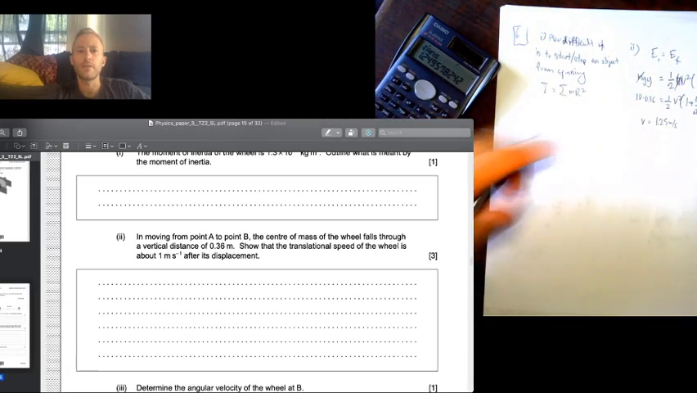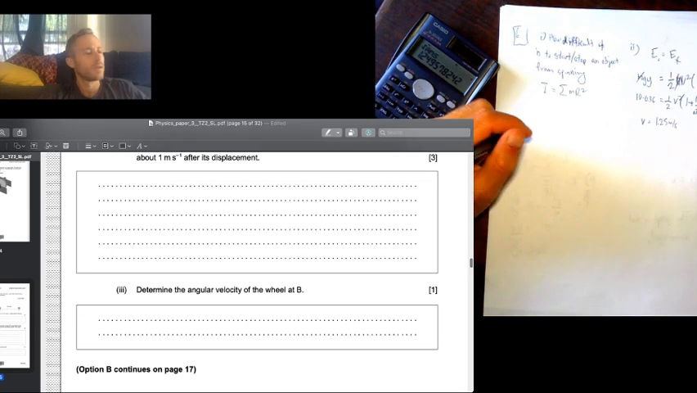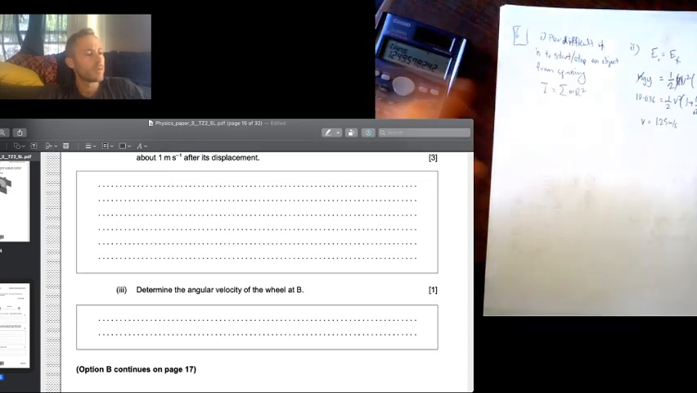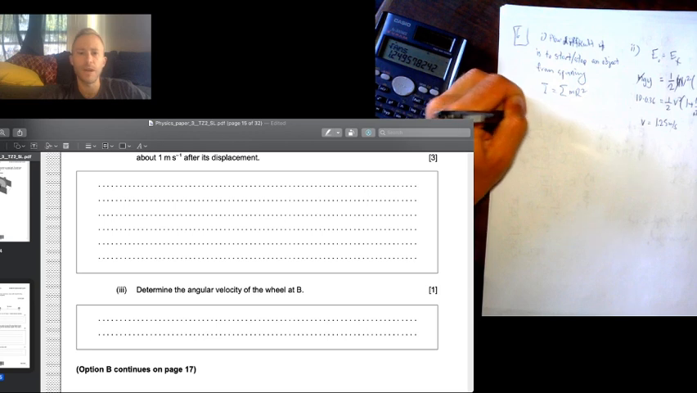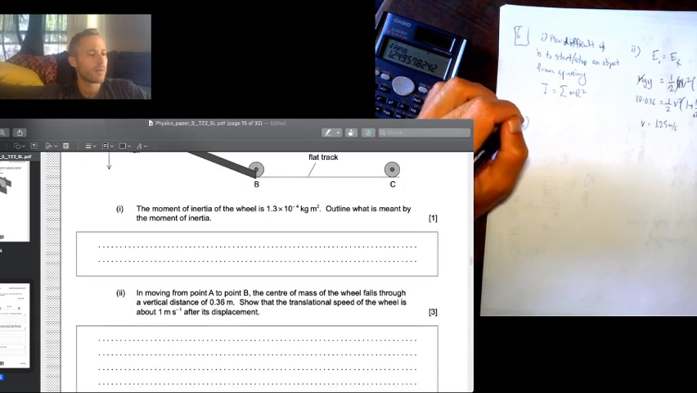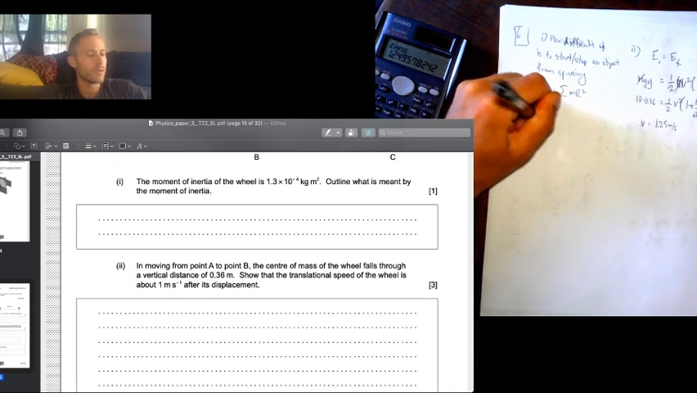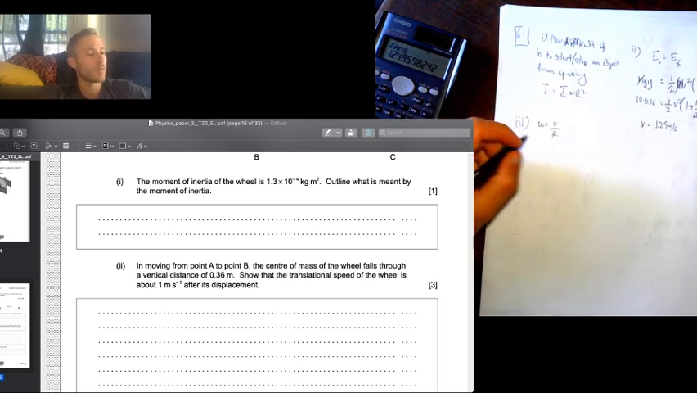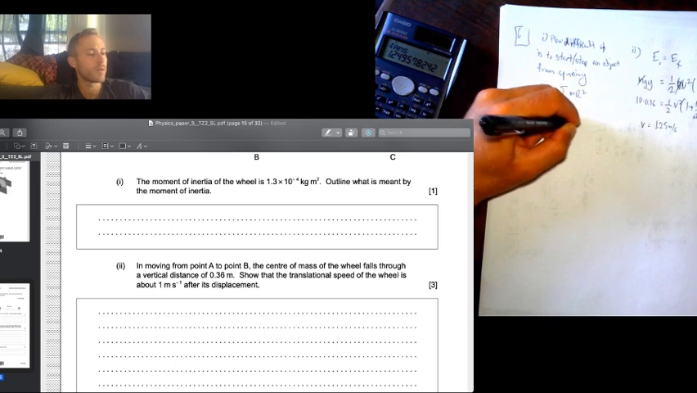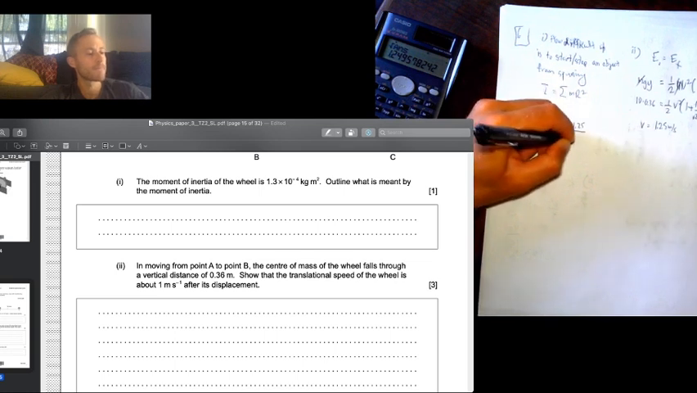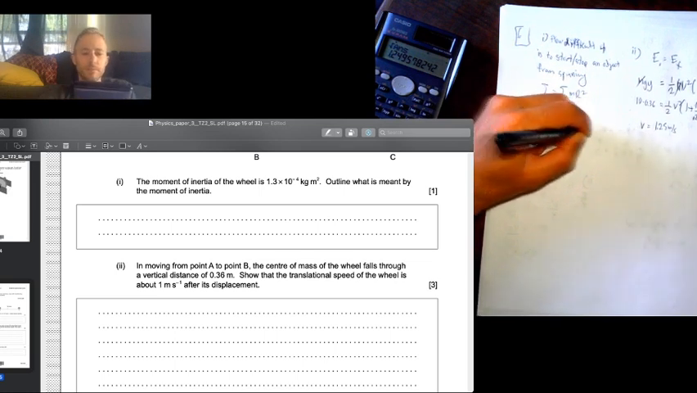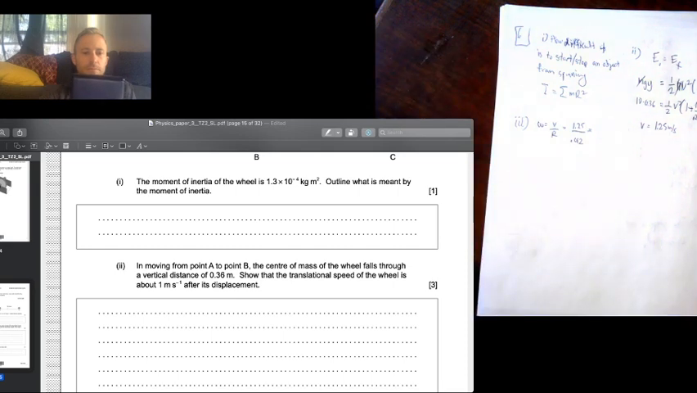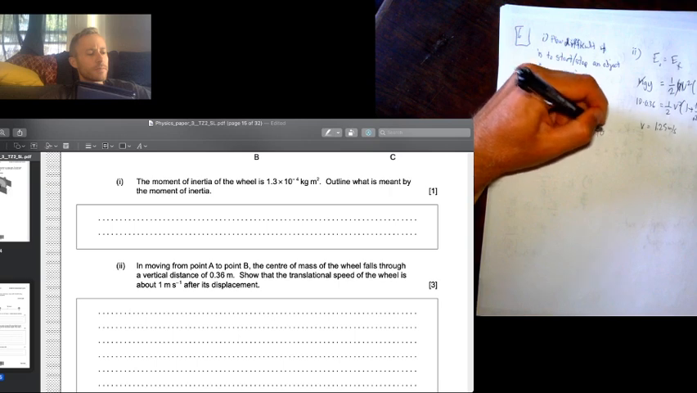All right. Part 3: determine the angular velocity of the wheel at point B. So we have omega equals v over r. That's the condition for rolling. So I have 1.25 over 0.012, and that's 104 radians per second.